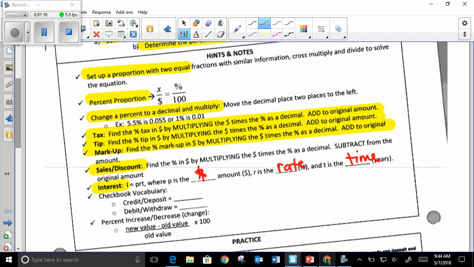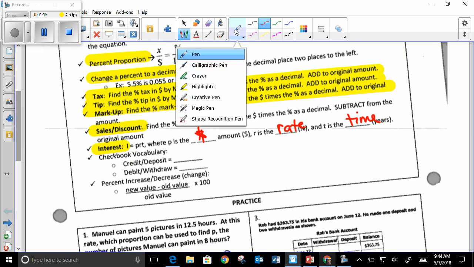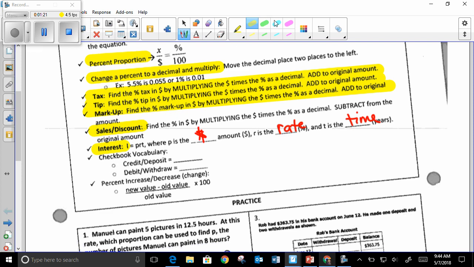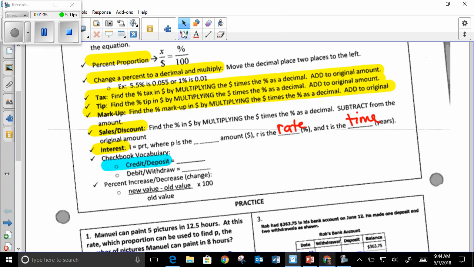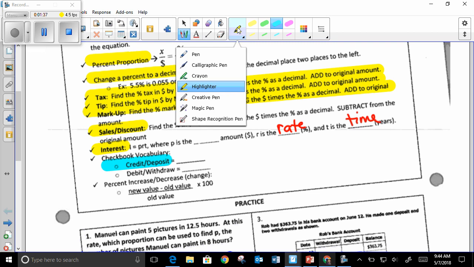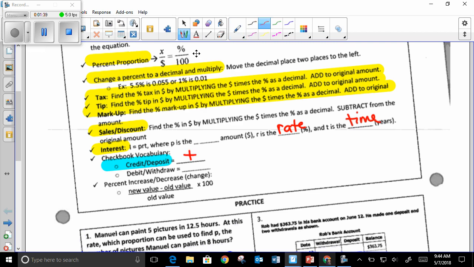Make sure you know your vocabulary when you're talking about a checkbook. Make sure that you know that a credit or a deposit is a plus. You are putting money into your account. That's a plus. A debit or withdraw is a negative.